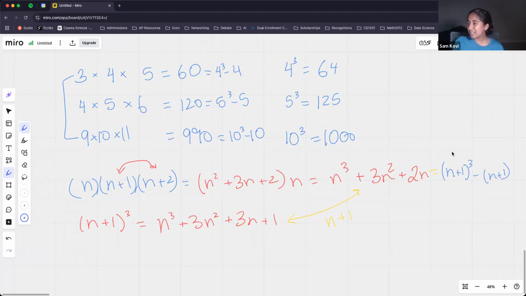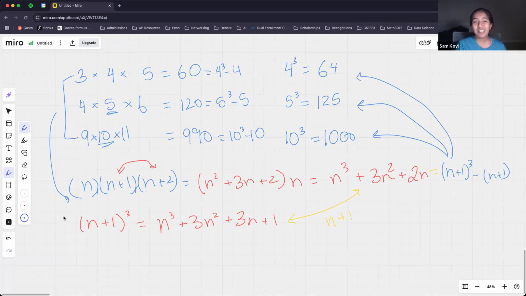And so that's how we're able to get all of these things over here. Because if you look at it, n plus 1 is the middle term. So we're doing the middle term cubed, and then we're subtracting that middle term. So in this case, I have 5 cubed minus 5. In this case, I have 10 cubed minus 10. So in that fashion, we're able to notice a pattern originally and then go in deeper and prove it generally. And so that's a big thing in algebra.